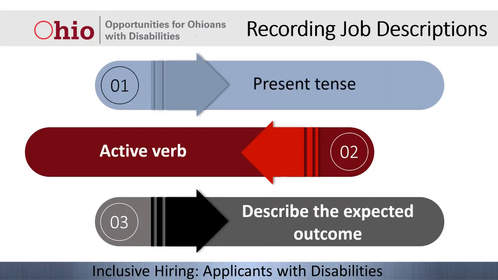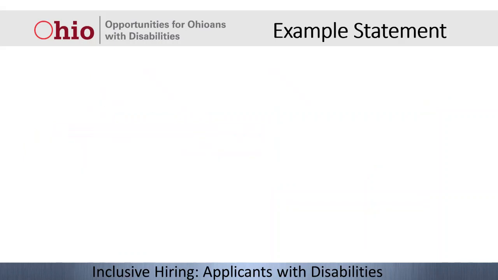The best way to describe a job task is to write in the present tense, begin the sentence with an active verb, and describe the expected outcome of the task instead of how the work is customarily done. It's a simple concept that just takes a moment to consider how you are saying something. So let's discuss an example.